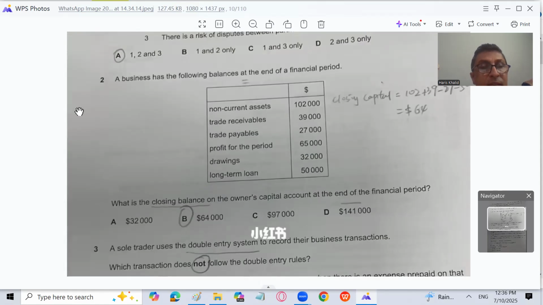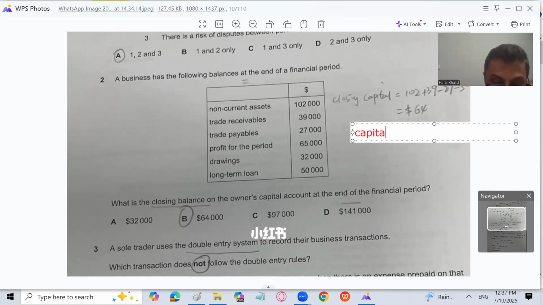Let's move forward. A business has the following balances at the end of a financial period: non-current assets, trade receivables, trade payables, profit for the period, drawings, and long-term loan. What is the closing balance on the owner's capital at the end of the financial period? Remember that all these items are at the end of the period. So closing capital is equal to assets minus liabilities. Let's calculate it.